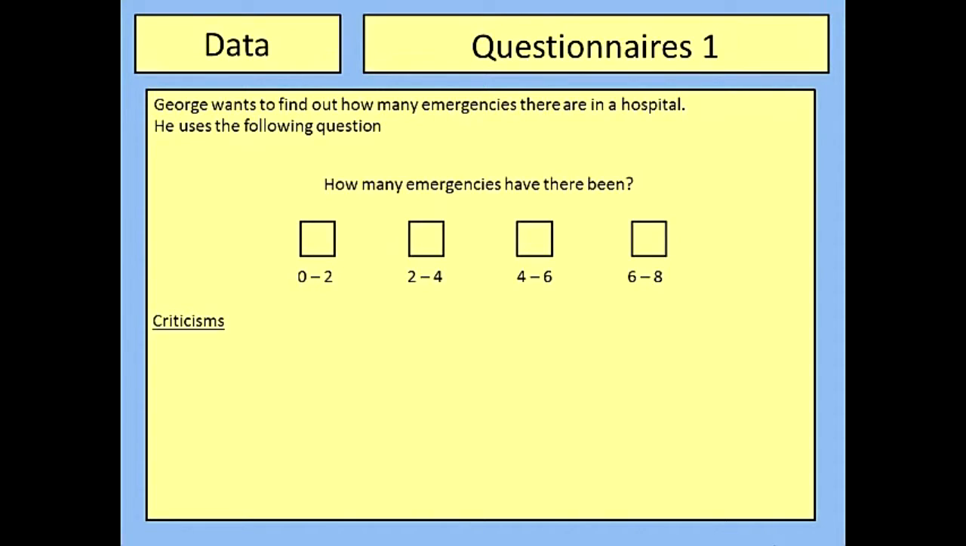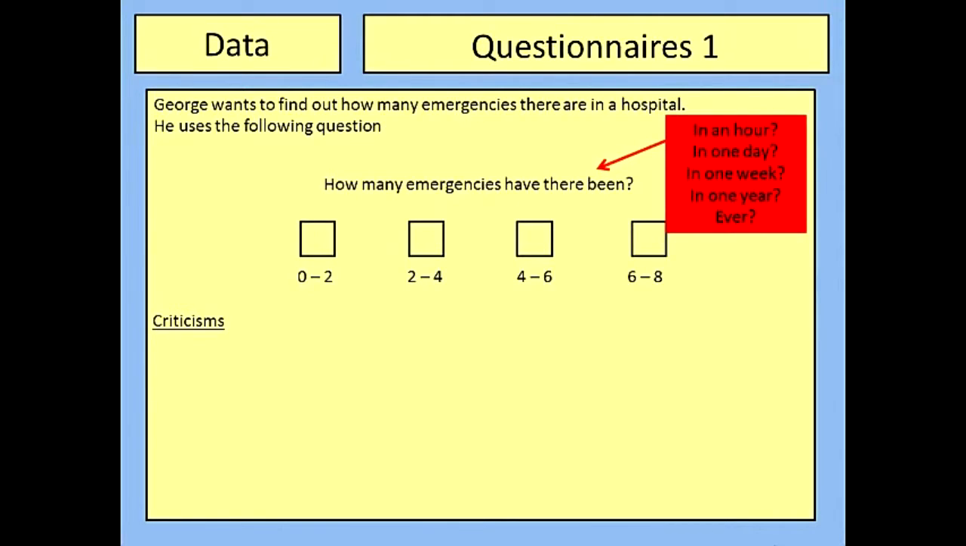Now, the first thing we need to criticise is something George has done wrong in the question. How many emergencies have there been? George doesn't specify a time frame for this. So is that emergencies today, in a week, in a month? Is this emergencies forever? He needs to be much more specific and include a time frame on this question. That's the first thing you want to look out for.